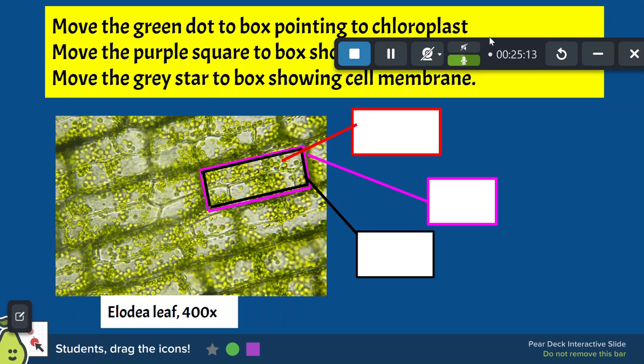And then the cell wall is the outer cell wall. That's that purple box. That's going to be your cell wall. So I had people move the square box to the cell wall. And then the inside cell membrane, that's going to get your gray star. So you would drag your gray star there if you had been doing the Pear Deck.